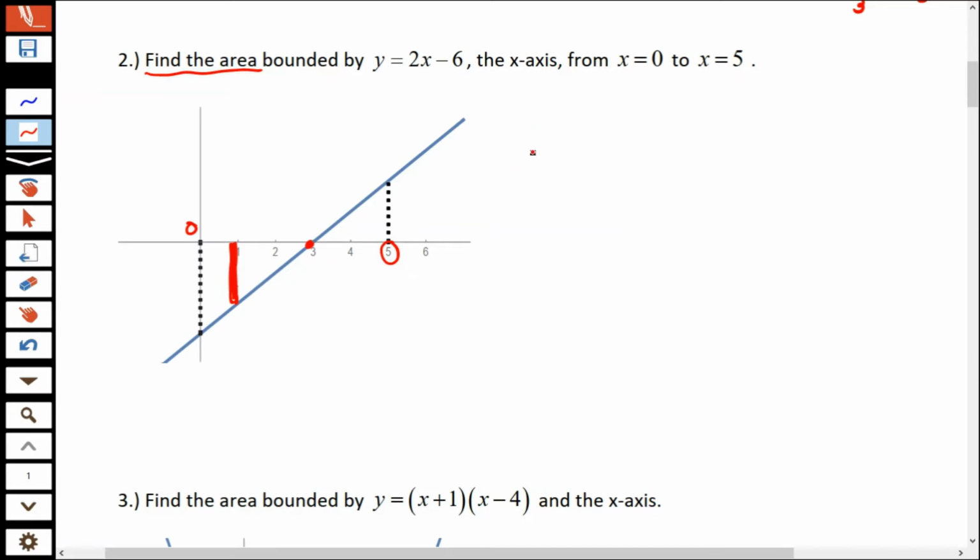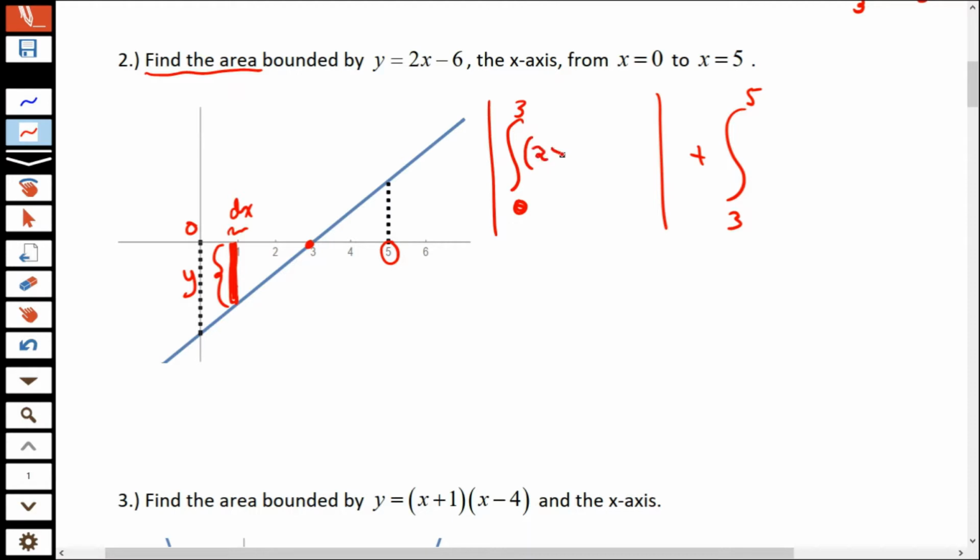So what we have to do is take that integral going from 0 to 3 separately from the second integral going from 3 to 5. And we're going to have to make this integral positive, so either put a negative in front of it or wrap it in an absolute value. I'll show you a way that you can do this in your calculator in just a single step. But for now, our rectangle again has a width of dx, and a length of y, which is 2x minus 6. So length times width.